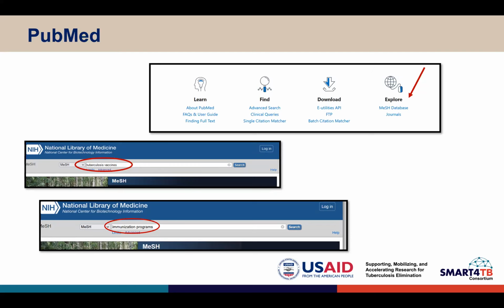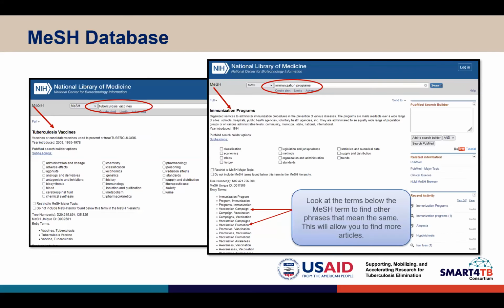I've given an example here. I click on MeSH Database and I come to the screen that says MeSH. And I type in the search box, tuberculosis vaccines. And then I click search. I did the same thing for immunization programs. Type that into the search box individually and then click search. And then the next screen pops up.